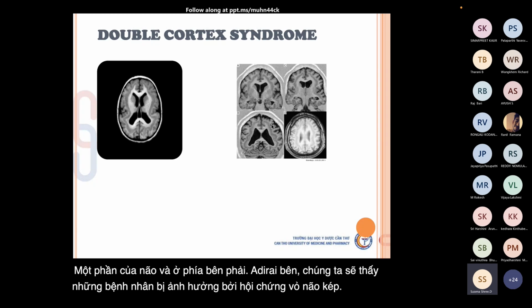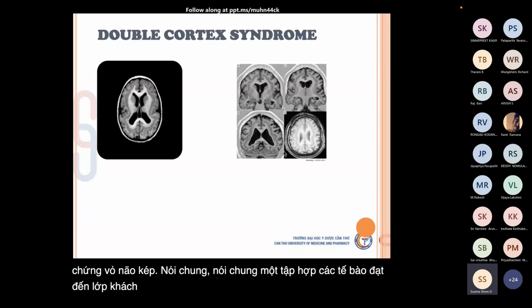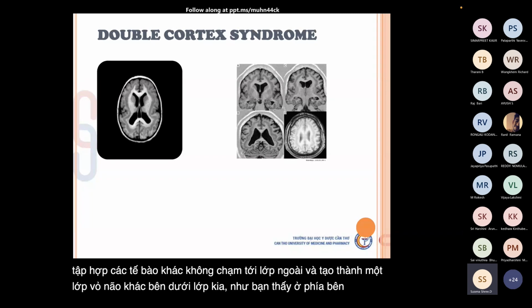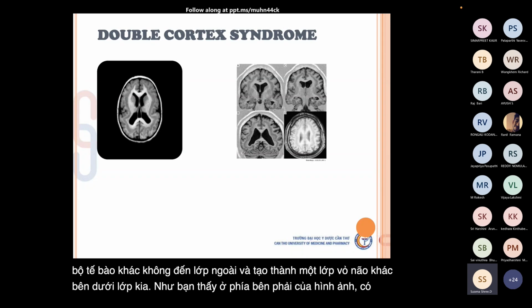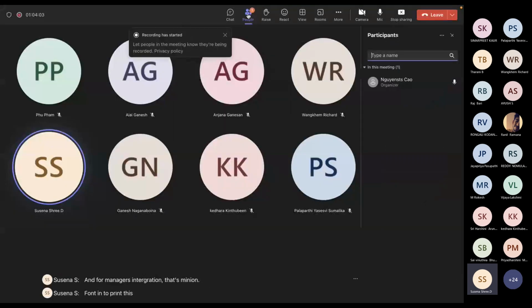Generally, a set of neurons reach the outer layer and properly form the cortex. At the same time, there is another set of neurons that don't reach the outer layer and form another cortex layer below the outer one. As you see on the right side of the picture, there are many layers formed in the brain. This condition is called double cortex syndrome, where two layers of cortex are formed.